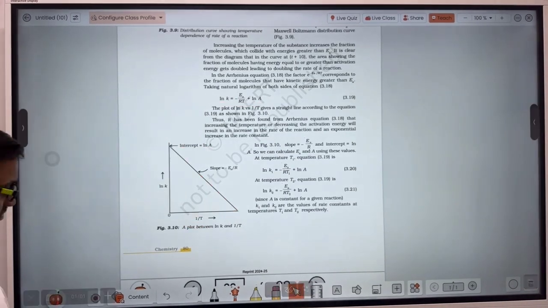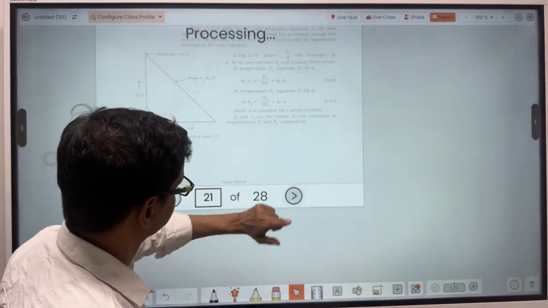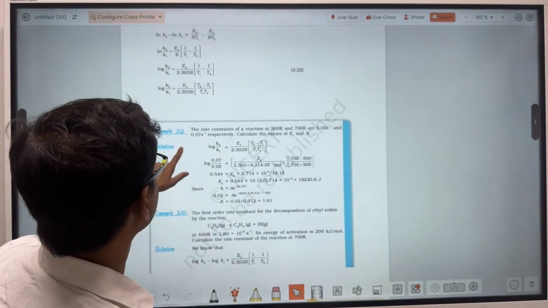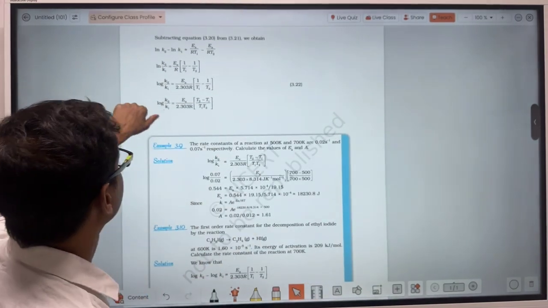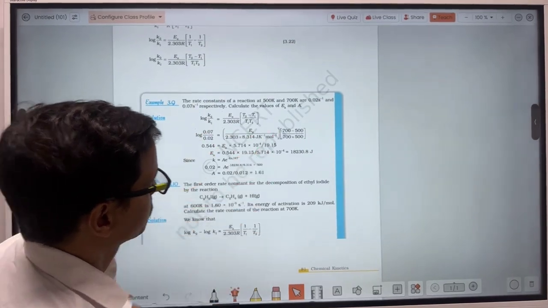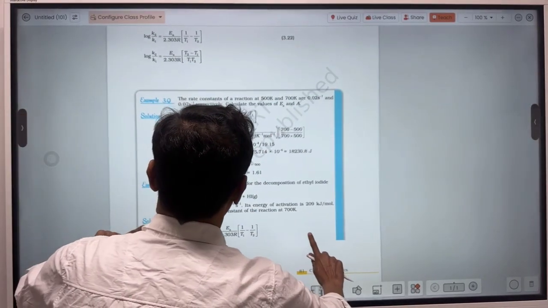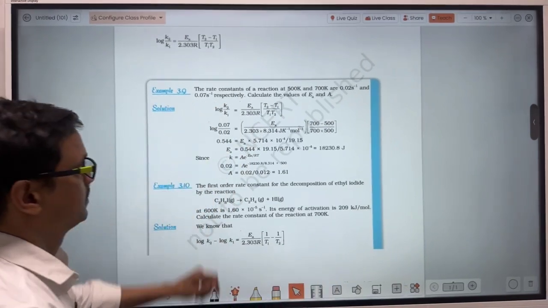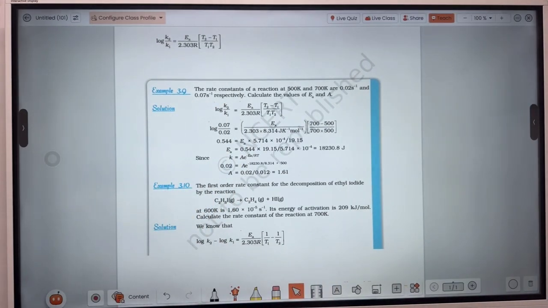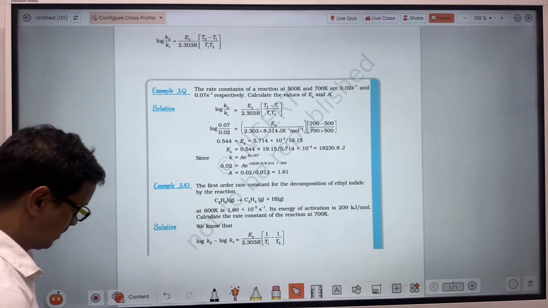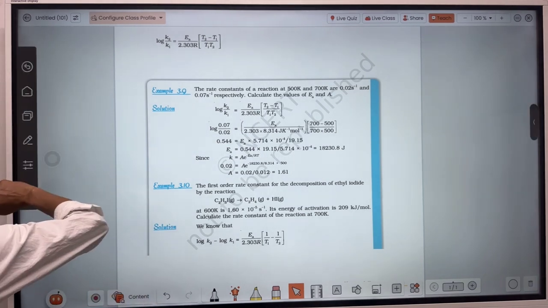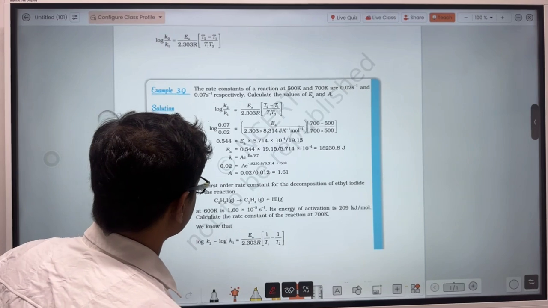Okay, now let's proceed. We have solved this derivation. Now let's solve this question. The rate constants at 500 Kelvin and at 700 Kelvin have been given, and it is asking for the value of activation energy and the Arrhenius constant. This one is very simple. You have already studied it and it's given in the book. So where you need my special help, there I shall teach you.